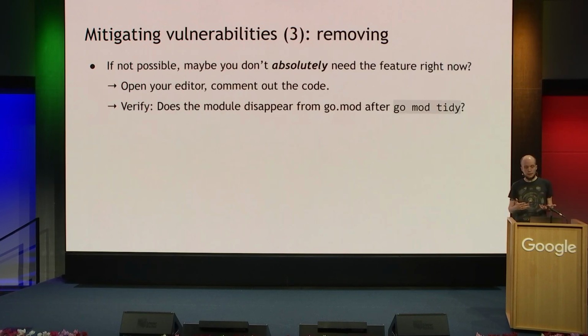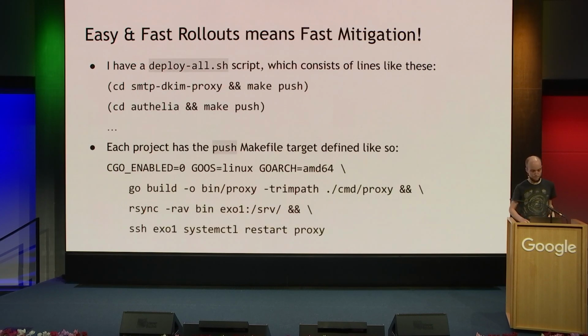And then lastly, if there isn't a newer version and you don't really know how to patch the security issue, pretty much the only option you have is to either stop your service, stop your business if it's not so important, but if it is important, maybe you just need to remove that dependency, right? So you would just open your editor, comment out the code, and then in order to verify that you've actually removed all traces of that dependency, a simple thing you can do is just run go mod tidy and see if the dependency disappears from go.mod. If not, you still have some reference somewhere.